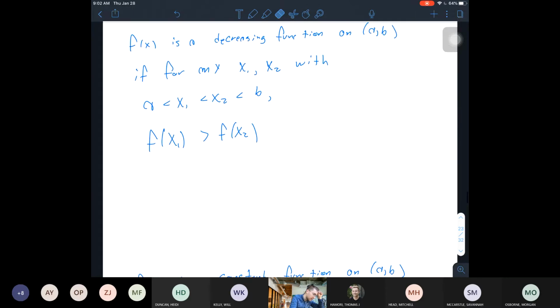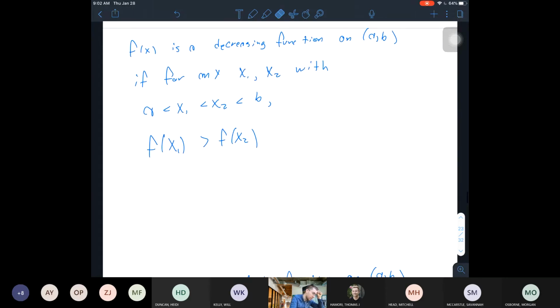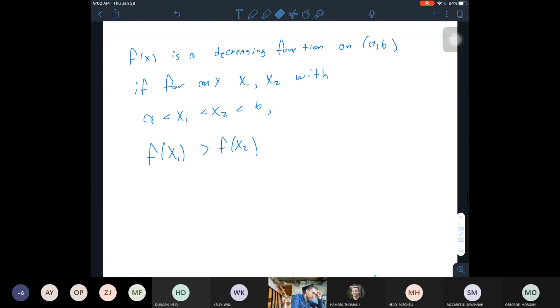So now let's talk about decreasing. And well, as you might expect, it's going to be basically the opposite. We still choose a less than x1 less than x2 less than b, but now we require that f of x1 should be strictly larger than f of x2. So what does that look like?